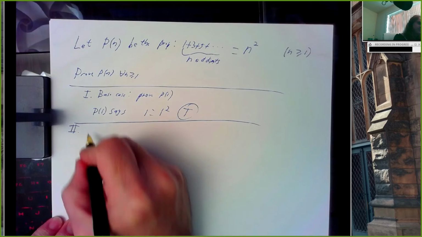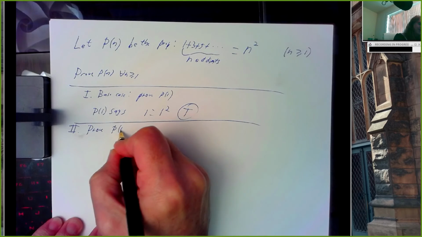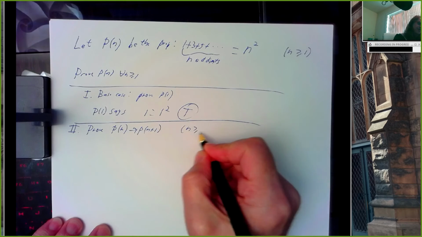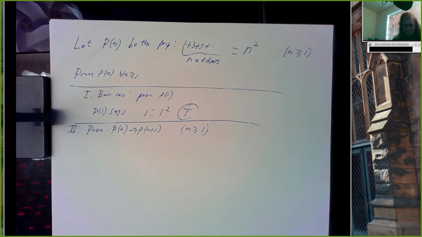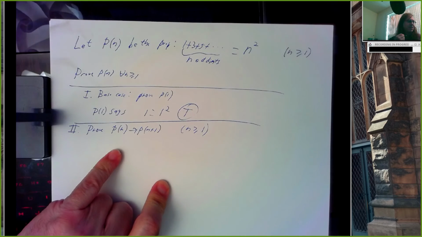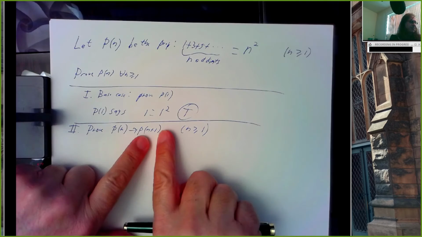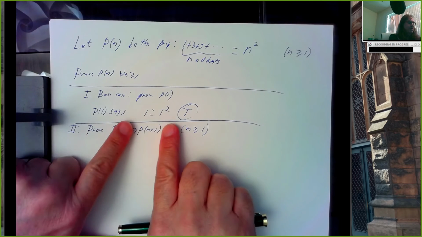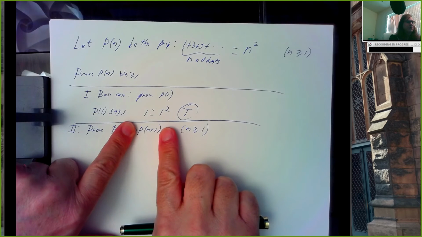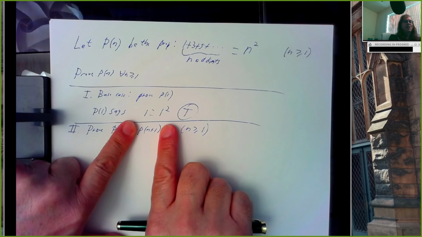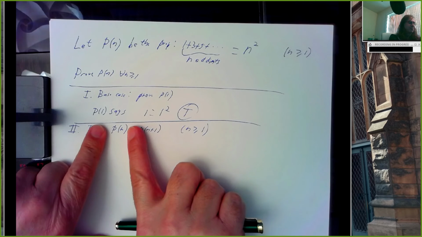Okay, so the second thing we have to do is prove that if P of n is true, then P of n plus 1 is true, where n is some integer bigger than or equal to 1. And we're not allowed to pick a particular n. We can't just set n equal to 5 and show this. We have to show that for any n that we pick bigger than or equal to 1, if this is true, that is true. All right? But we don't have to prove that P of n is true. We don't have to prove that P of n plus 1 is true. We only have to prove if this is true, then that is true. Usually a lot easier than actually proving that this is true.